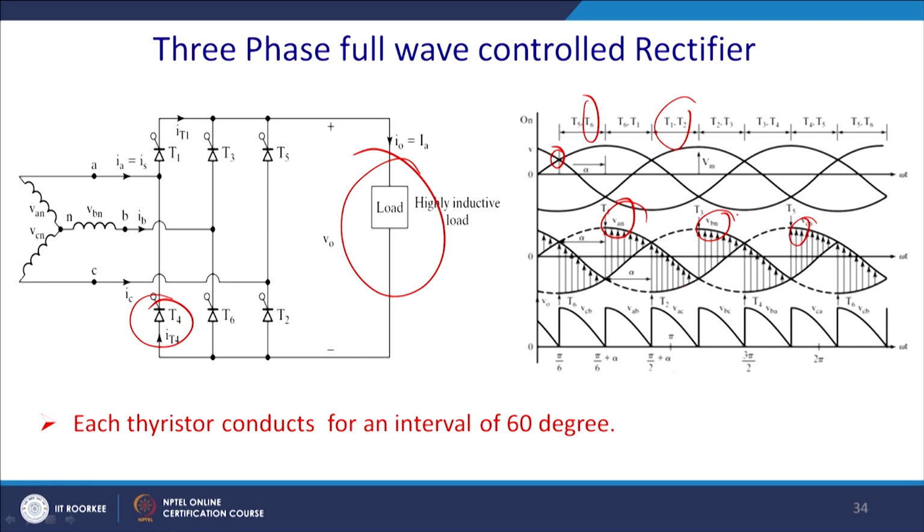So, if you start from here, first you get VAB, thereafter you get VAC across the load, thereafter VBC, thereafter VBA, thereafter VCA, thereafter CB, and this will continue. So, this is the configuration of the full control bridge rectifier.